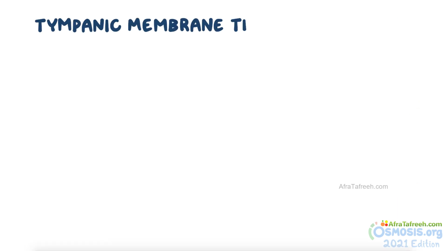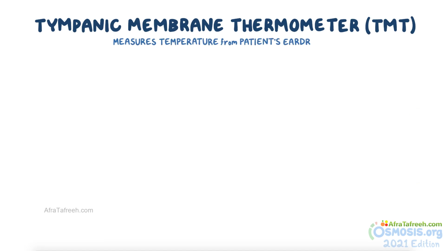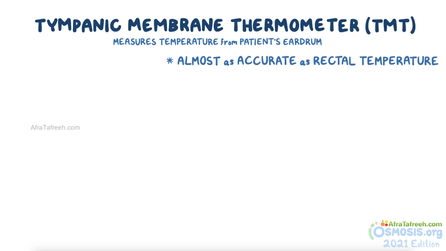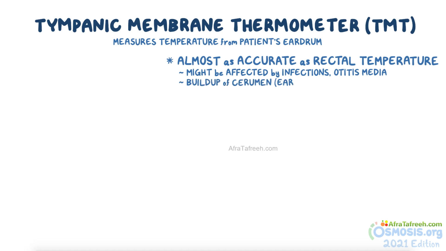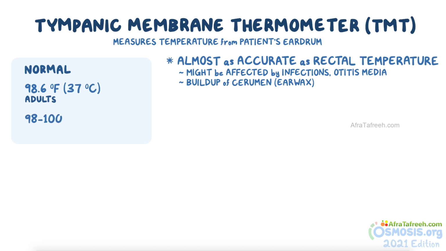Now let's focus on the ears. The tympanic membrane thermometer, or TMT, measures the temperature from a patient's eardrum. It's almost as accurate as rectal temperature if done properly, but accuracy might be affected by ear infections like otitis media or a buildup of cerumen or earwax. A normal tympanic membrane temperature is 98.6 degrees Fahrenheit or 37 degrees Celsius for adults, and 98 to 100 degrees Fahrenheit or 37 to 38 degrees Celsius for children.